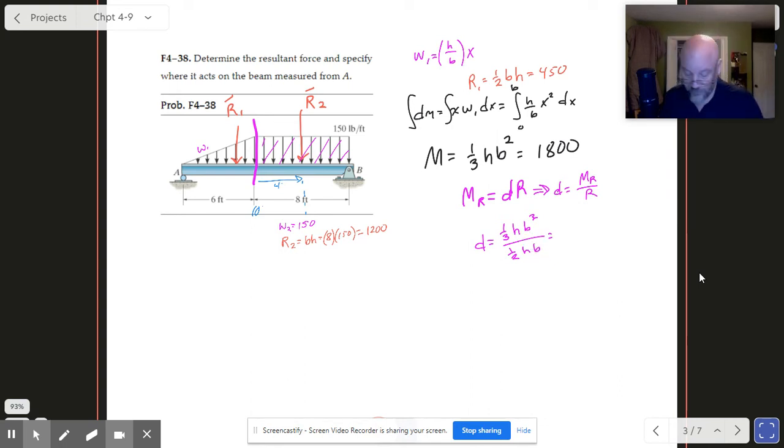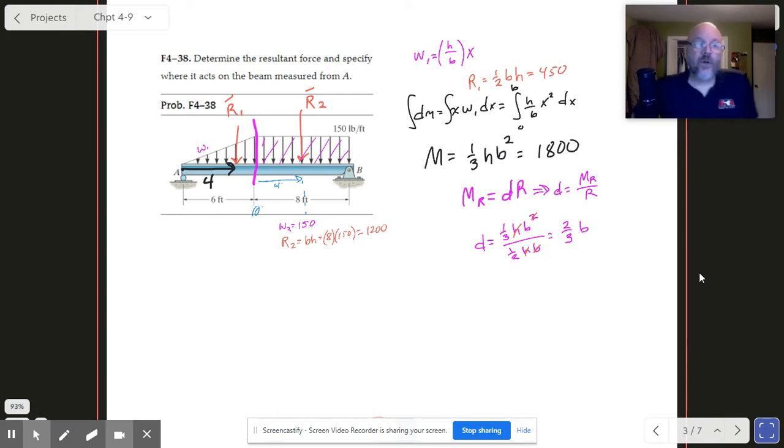So this is kind of cool. You can see that the height of the triangle doesn't matter. I'm going to lose a b, and when I simplify, we end up getting 2/3 times the base. Now, 2/3 times the base means it's actually over here, like this. Our base is 6, and 2/3 of that is 4, just like that.